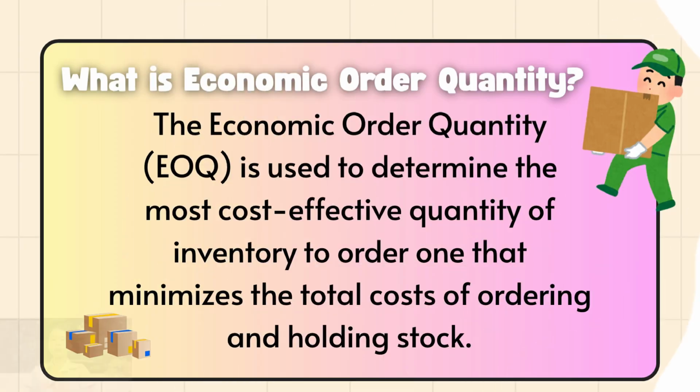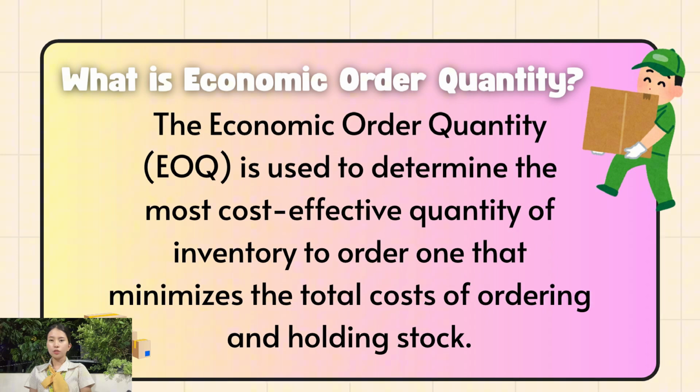So moving on, let us now discuss economic order quantity or EOQ. Economic order quantity or EOQ is used to determine the most cost-effective quantity of inventory to order, one that minimizes the total costs of ordering and holding stock.